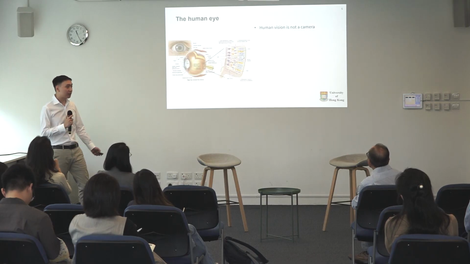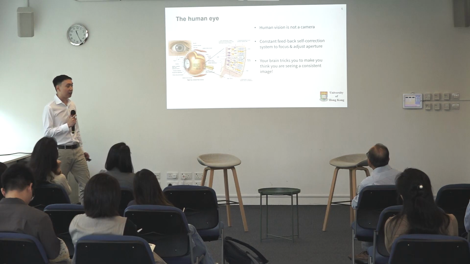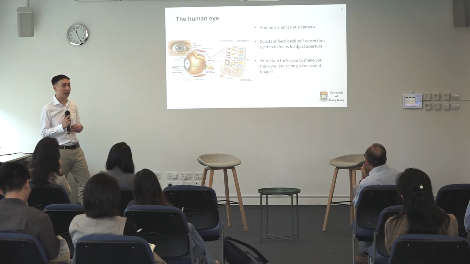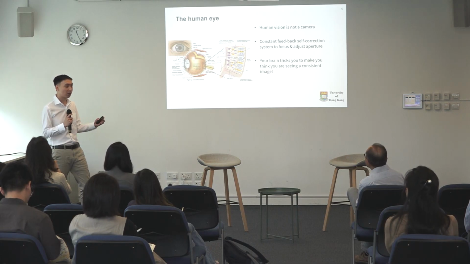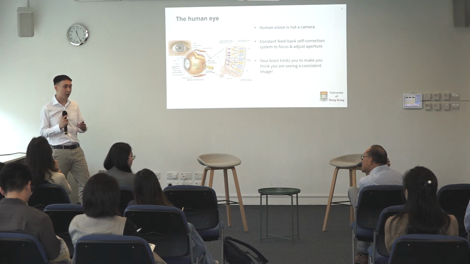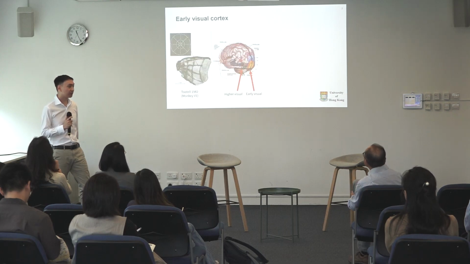Since this is only 20 minutes, I'm going to go over this really quickly. The human eye is definitely not a camera. There's a constant system of feedback and self-correction to adjust focus, to adjust what you look at. Your brain is actually doing a ton of processing. It makes you think that you're seeing a consistent view of the world, even though you're constantly blinking, you have a blind spot, and you can't really see in full color, but you don't know that. Your brain kind of tricks you.